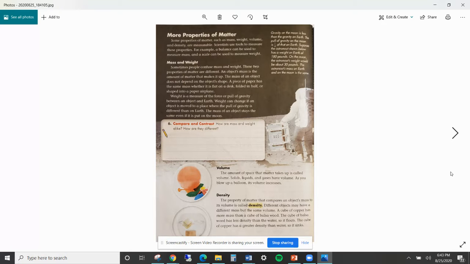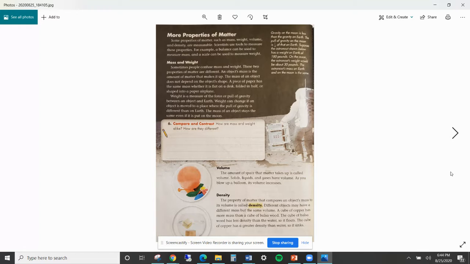Some properties of matter such as mass, weight, volume, and density are measurable. Scientists use tools to measure these properties. For example, a balance can be used to measure mass, and a scale can be used to measure weight. Mass and weight: sometimes people confuse mass and weight. These two properties of matter are different.